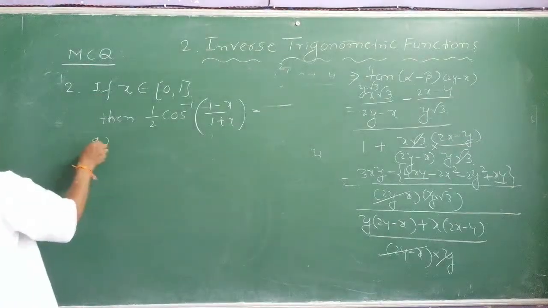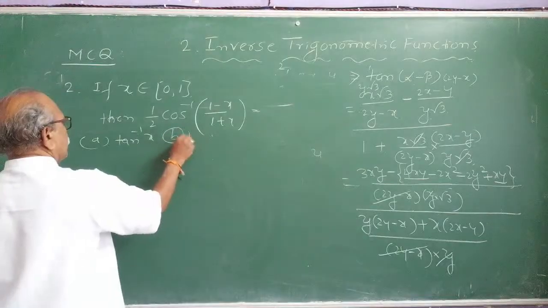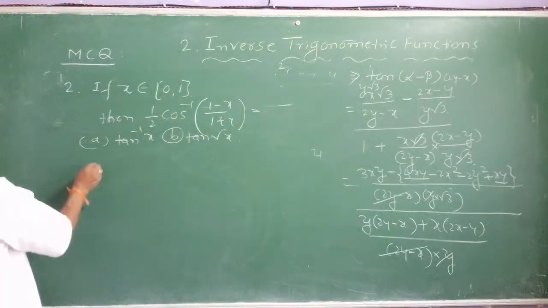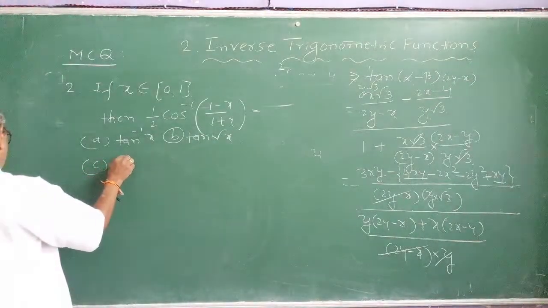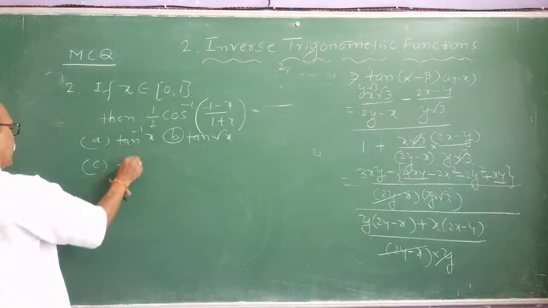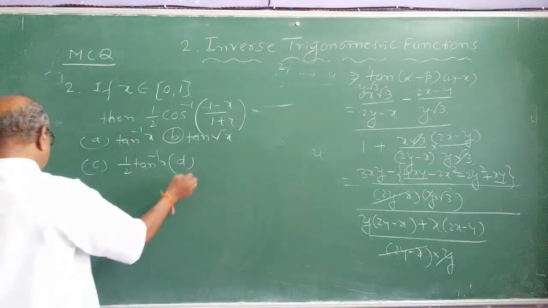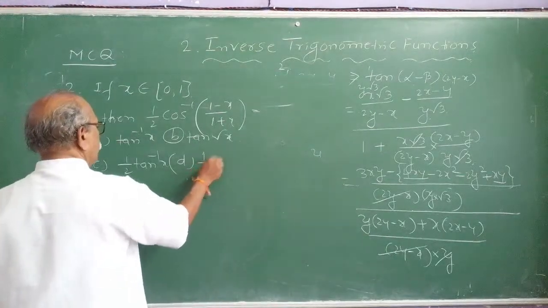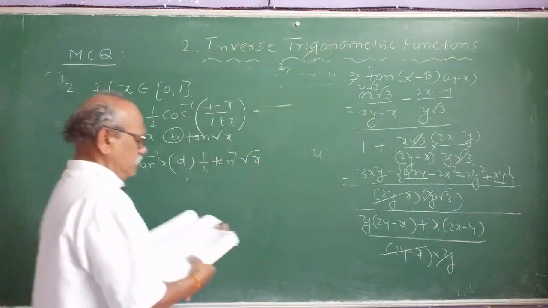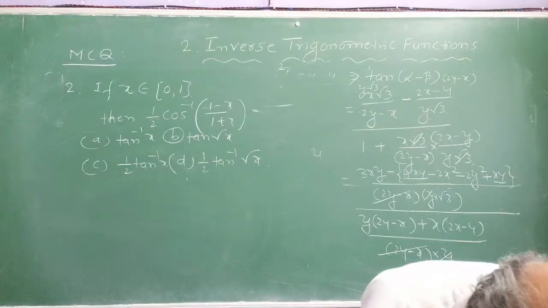Choose the correct option. A is a tan inverse x, B is a tan inverse root x, and C is 1 by 2 tan inverse x, and option D is 1 by 2 tan inverse root x. Try. Make the substitution and try to simplify it within a minute.